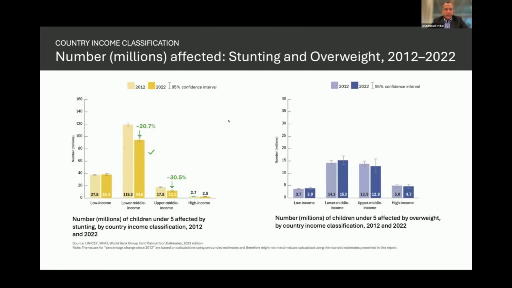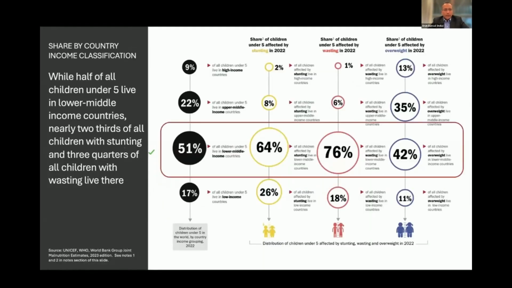And this is again stunting and overweight based on low middle income countries. They contribute significantly to stunting and wasting in these low middle income and low income countries. If you see, the lower middle income countries contribute 51% of children with malnutrition: 64% of stunting, 76% of wasting, and 42% in the overweight categories in this group of countries.